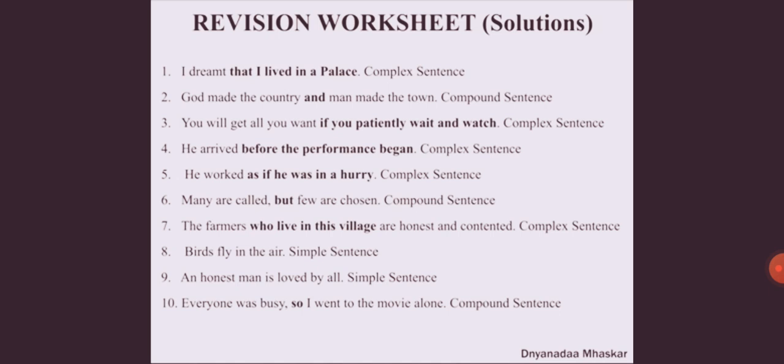Seventh one, the farmers who live in this village are honest and contented. Again, this is a complex sentence. Who live in this village is a dependent clause. The farmers are honest and contented is an independent clause. Eighth and ninth ones, both these sentences are simple sentences as there is only one subject and a verb or one predicate. The last one, everyone was busy, so I went to the movie alone.